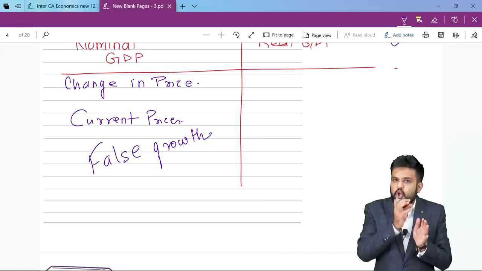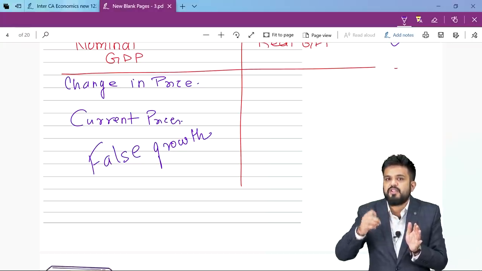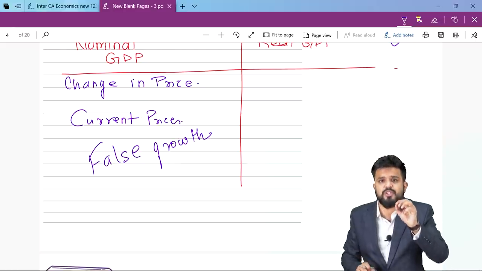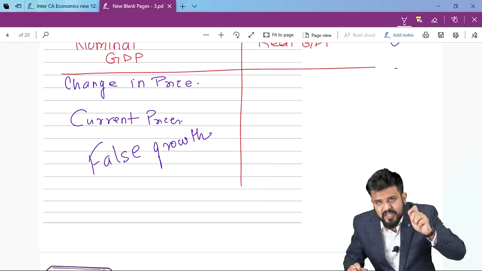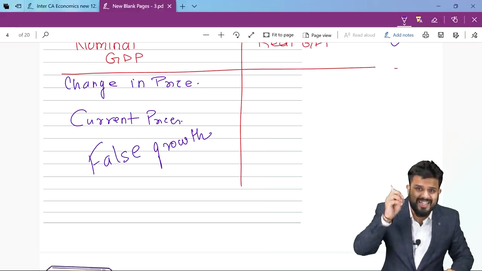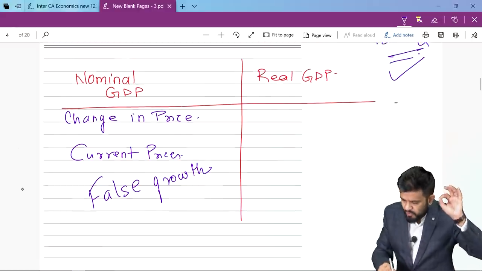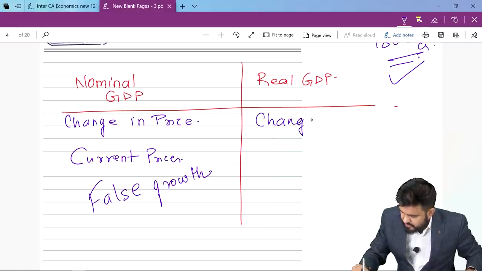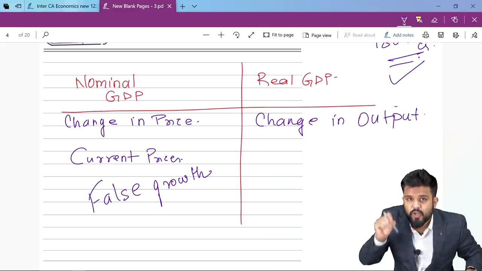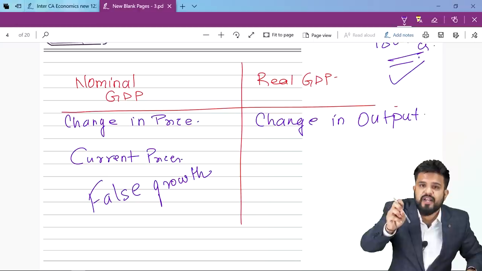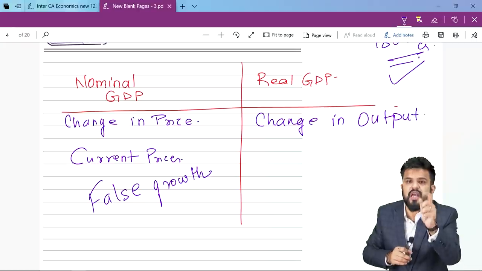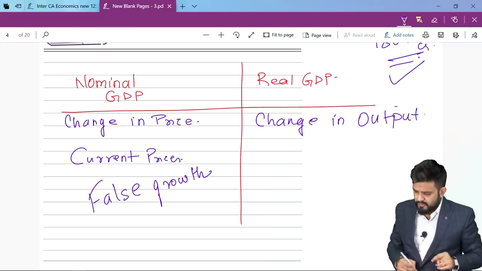So please remember, nominal GDP calculation is done on the basis of change in price. Your output is not taken into consideration. Quantity produced is not taken into consideration. Price is taken into consideration. Because of change in price, if GDP changes, then it is nominal. But what is real? Here they will say change in output. So because of change in output, if GDP rises or if GDP falls, then I would say it is real GDP. Real represents quantity output of goods and services.